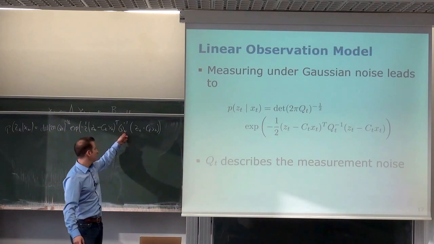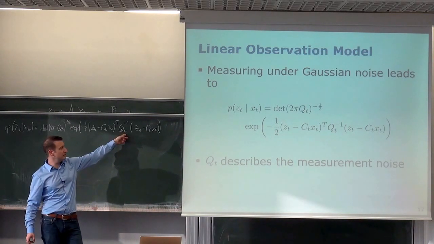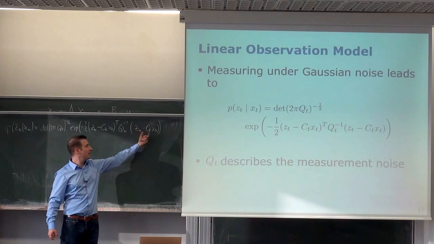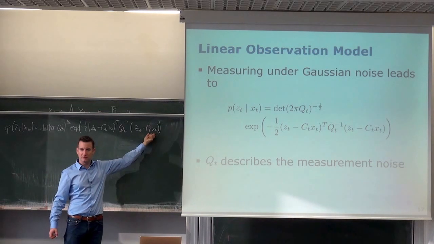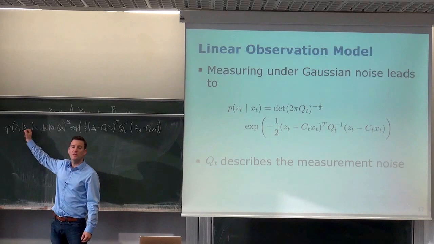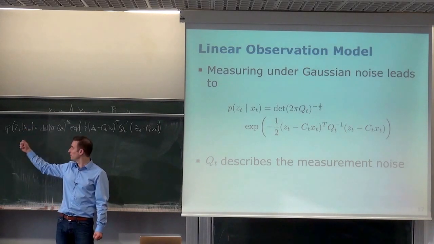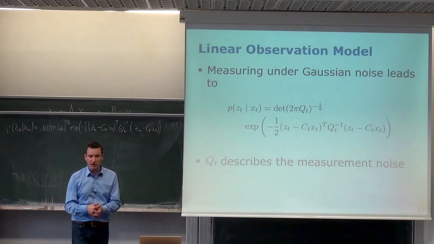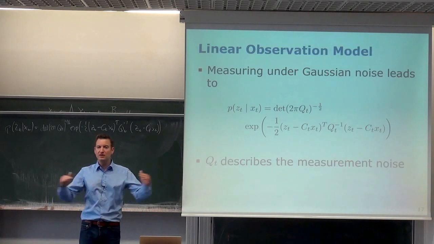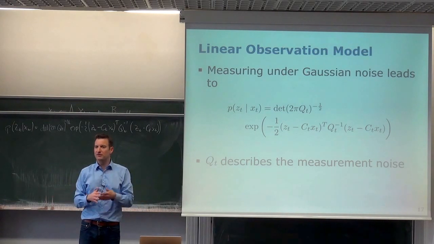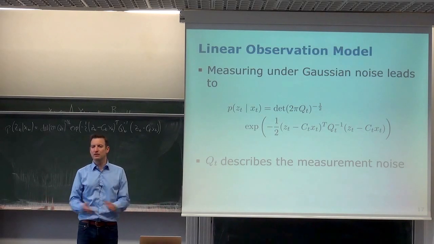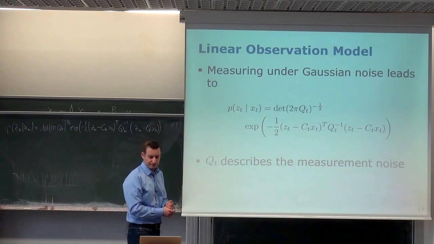So this is the measurement noise of my sensor, the Q_t, and the difference between what I measured in reality and what I'm expecting to observe. Because I know where I am, so I have an expectation about what I should observe, and I simply compare that to what I observe in reality. If it perfectly matches, I'm in the mode of my Gaussian distribution. The further I'm away from what I expect to measure, the lower the probability will be.